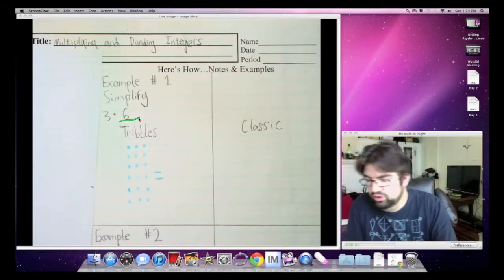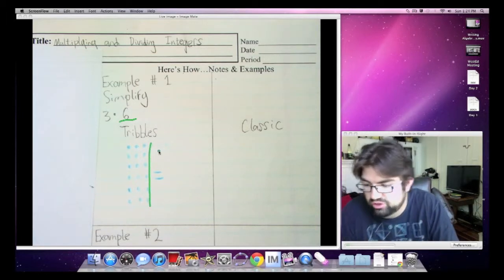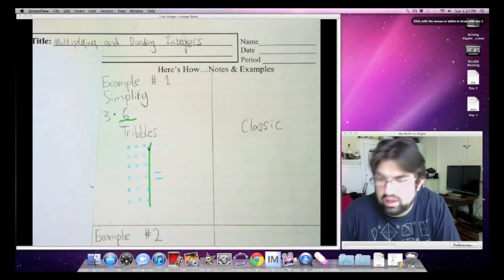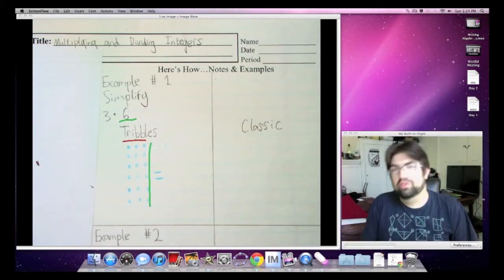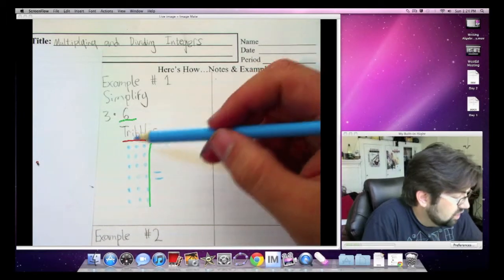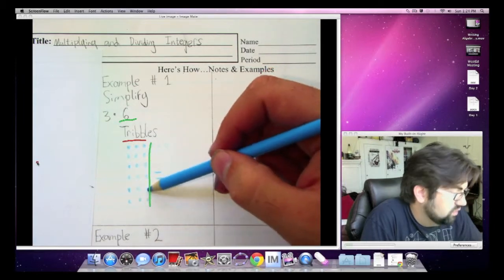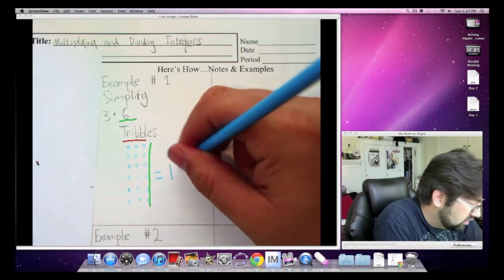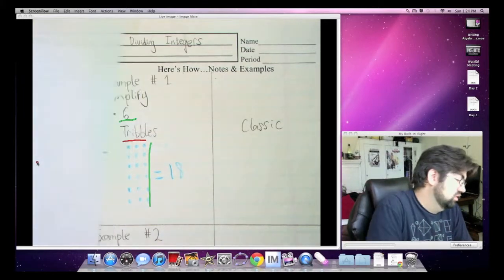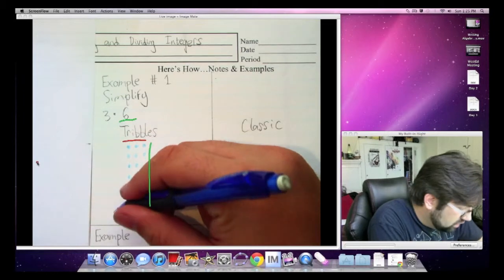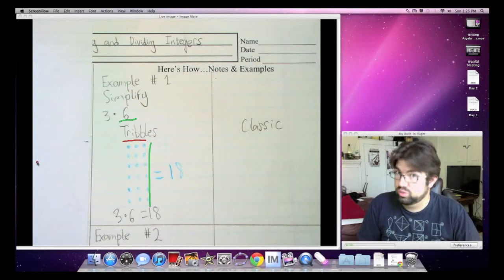Okay, if you notice, right here is where I have my 6. I have 6 groups, and then I have my 3 right here. So I have 6 groups of 3. If I count the dots, 1, 2, 3, 4, 5, 6, 7, 8, 9, 10, 11, 12, 13, 14, 15, 16, 17, and 18. So I should be able to write down that 3 times 6 is 18. So if it's been a while, that's why it's true.